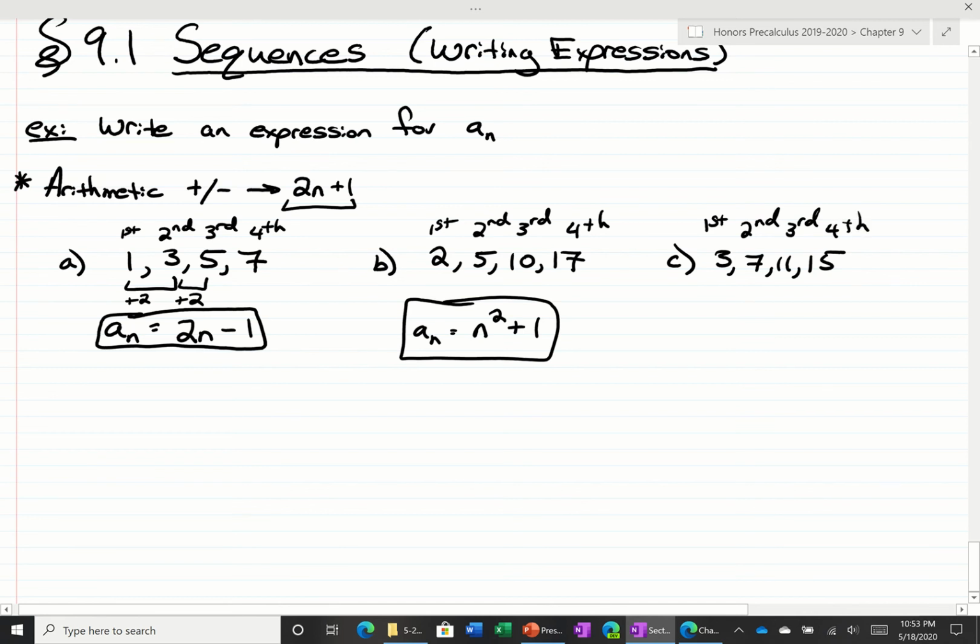All right, so I could see that we're going up by 4 each time. So that means we're going to be looking at an arithmetic sequence, which means a sub n would be 4n. And to get 3, we'll do 4 times 1 and then subtract 1. To get 7, 4 times 2 minus 1 is 7. So that one was pretty easy.